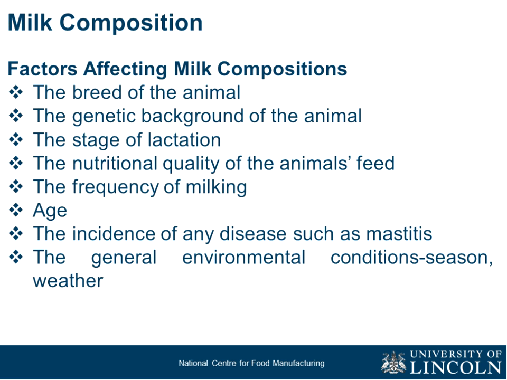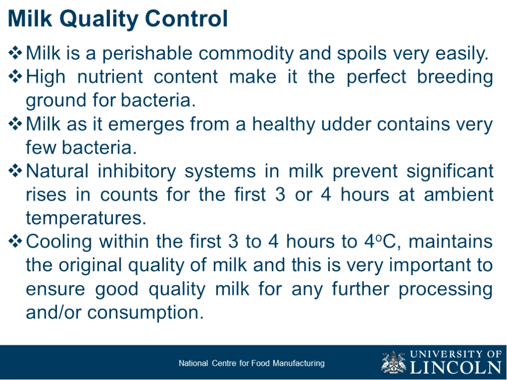Now, talking about the factors affecting meat composition: the breed of the animal, the genetic background of the animal, the stage of lactation, the nutritional quality of the animal's feed, the frequency of milking, the incidence of any disease such as mastitis, then the general environmental conditions, season and weather. So these are the things that will affect the composition. Then we also talk about meat quality control.